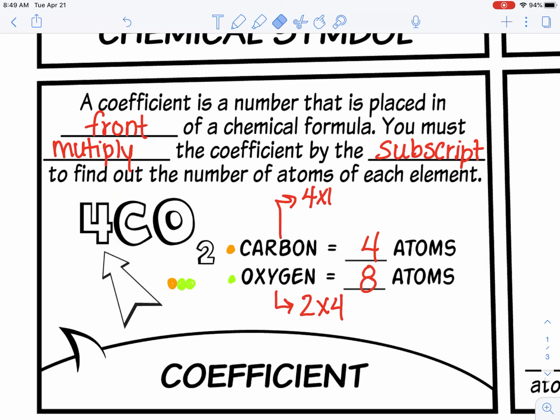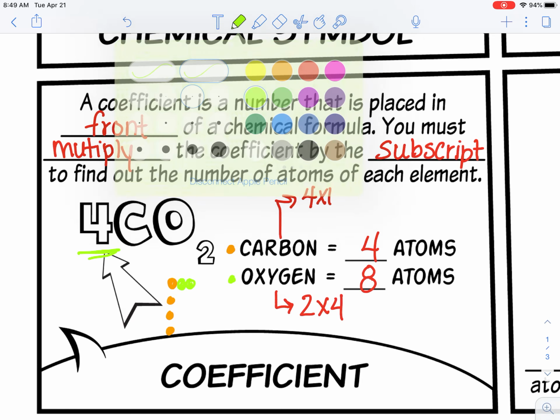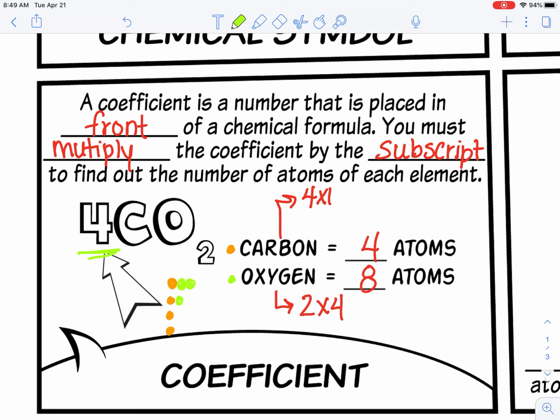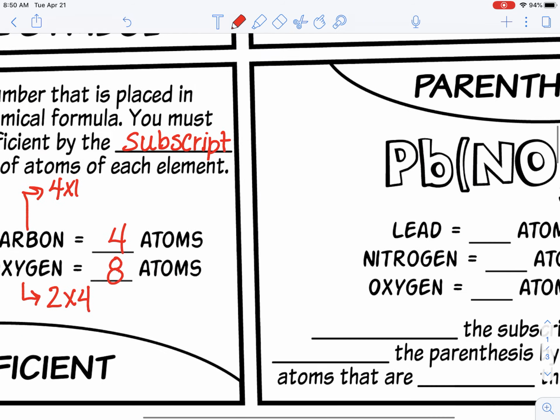But if I have 4 of them, that means that I have to have 4 of these molecules. So this was 1, 2, 3, 4. And each molecule is going to be the same. So it's going to have 1 carbon and 2 oxygens. And then I can go through and I can count these if I want to. 1, 2, 3, 4 carbons, 1, 2, 3, 4, 5, 6, 7, 8 oxygens. And that's just another way to think about it if you don't like doing the actual math.